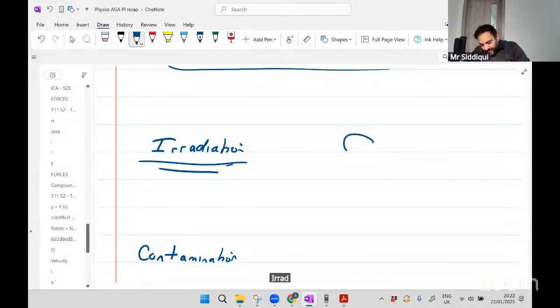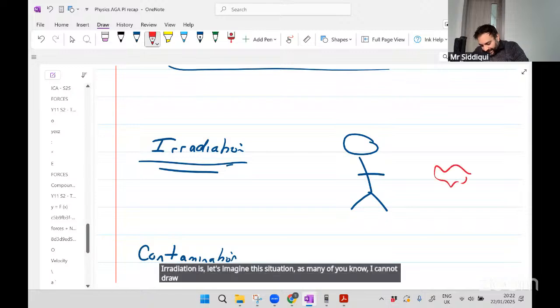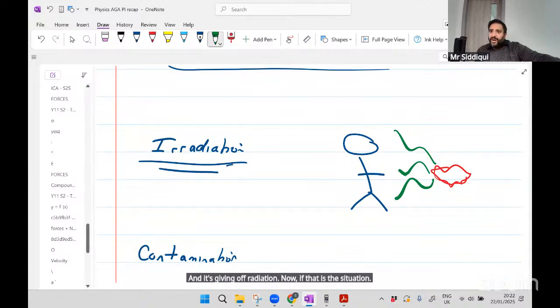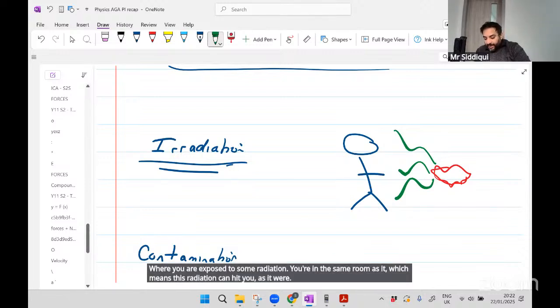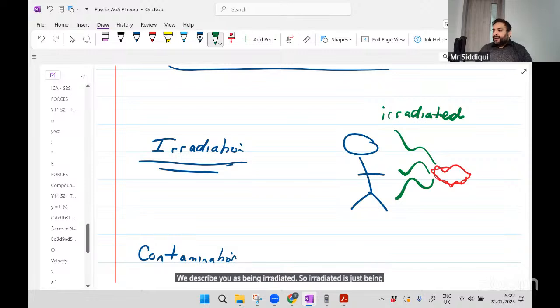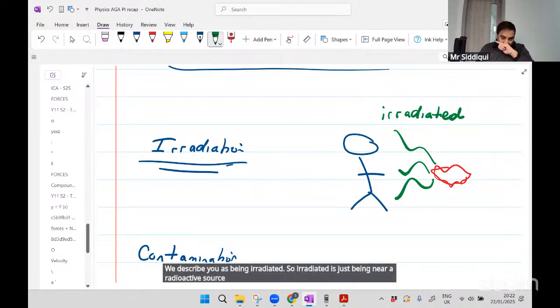Irradiation is, let's imagine this situation. As many of you know, I cannot draw, but let's pretend that this is some dangerous radioactive material and you are this close to it. You're in the same room as it and it's giving off radiation. Now, if that is the situation where you are exposed to some radiation, you're in the same room as it, which means this radiation can hit you, as it were, we describe you as being irradiated. So irradiated is just being near a radioactive source, so you can be exposed to the radiation.